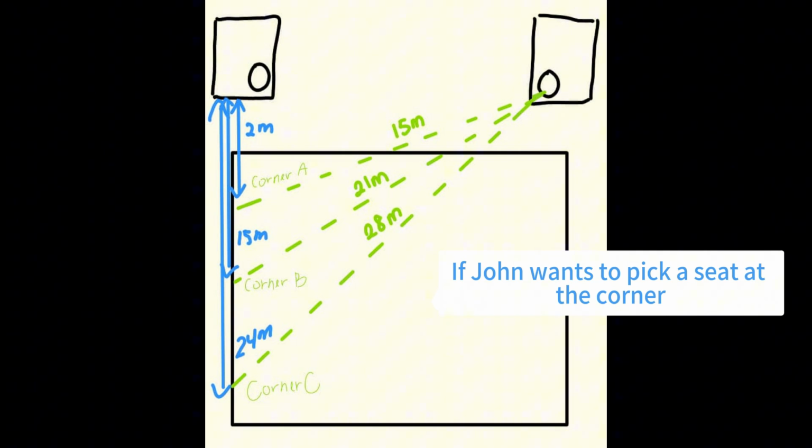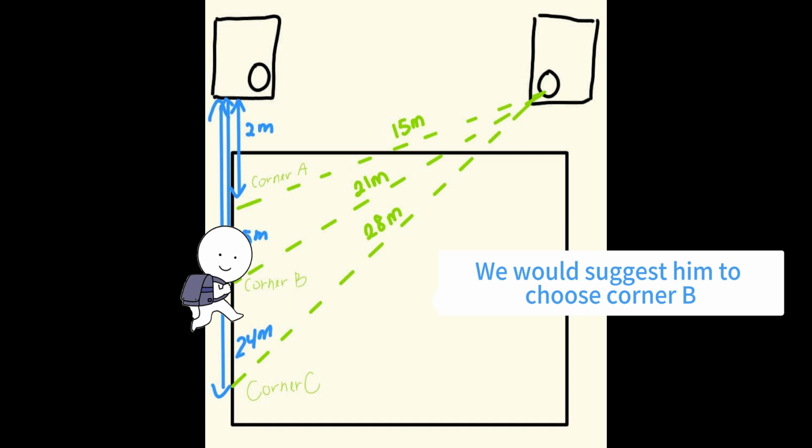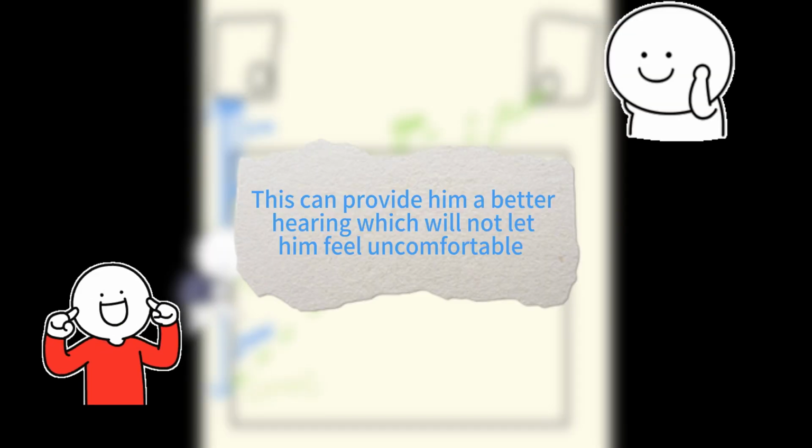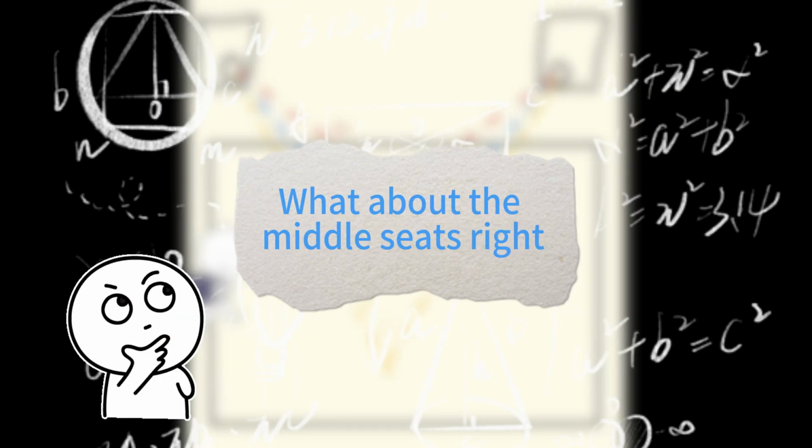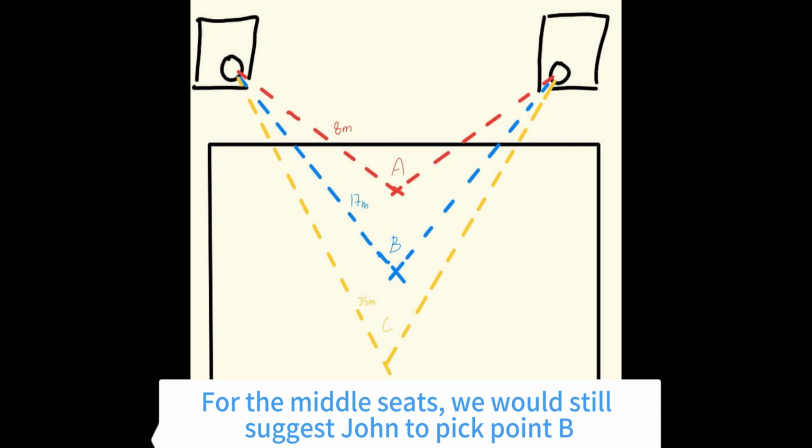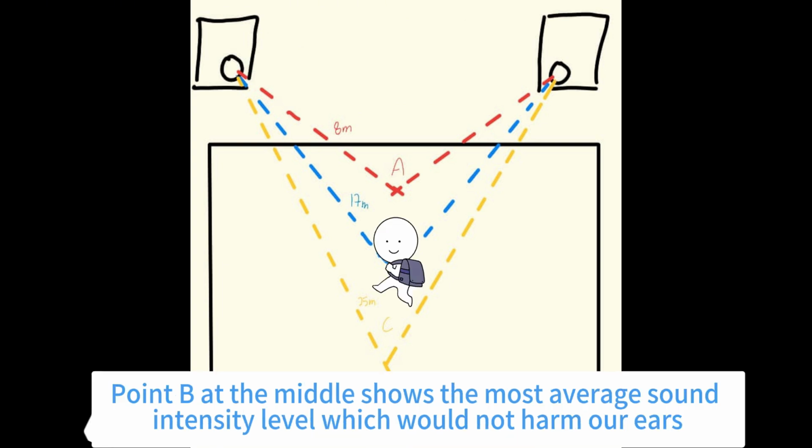If John wants to pick a seat at the corner, we would suggest him to choose corner B. This can provide him better hearing which will not make him feel uncomfortable. What about the middle seats? For the middle seats, we would still suggest John pick point B. Point B in the middle shows the most average sound intensity level, which would not harm our ears.